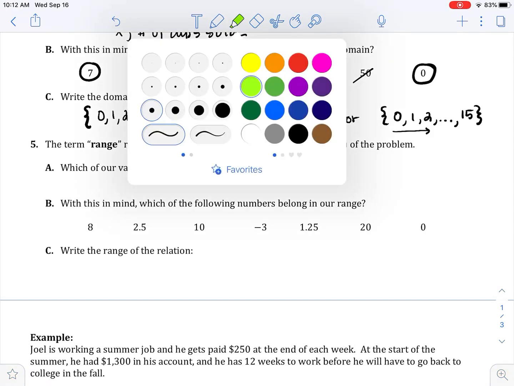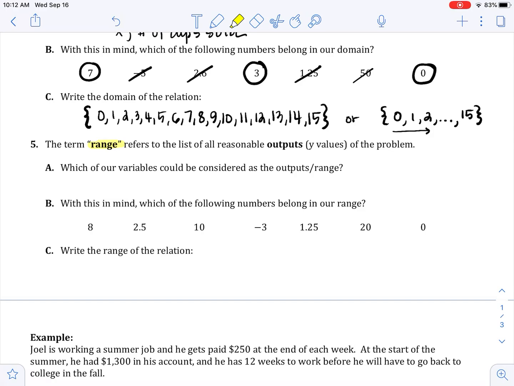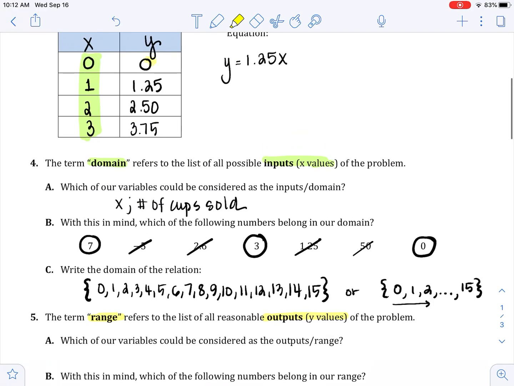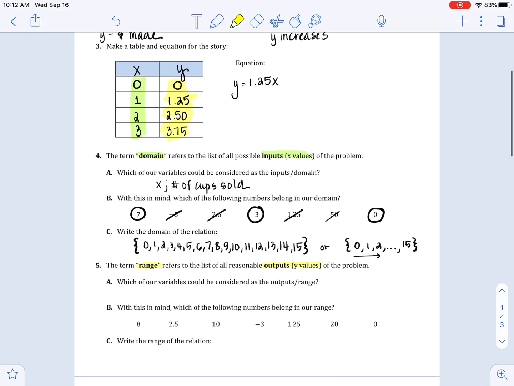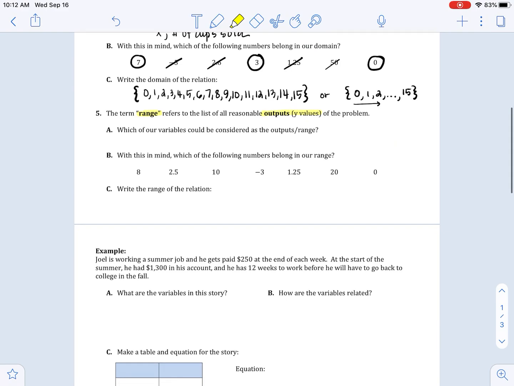Okay, next we have the term range. Range refers to all reasonable outputs or Y values in this problem. So we started the list here. This is not the end of the list. It's only the beginning. Which of our variables could be considered the output or the range? So it's our Y value, which is the money made. With that in mind, which of the following numbers belong in our range?